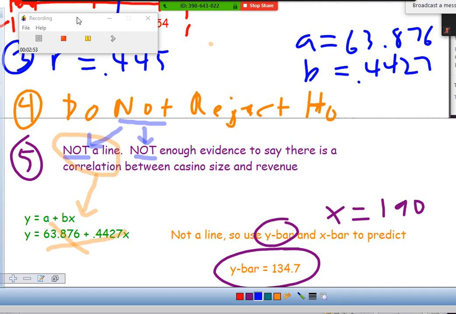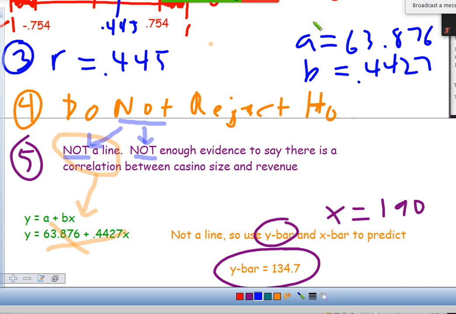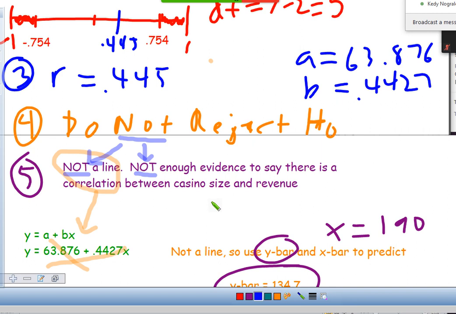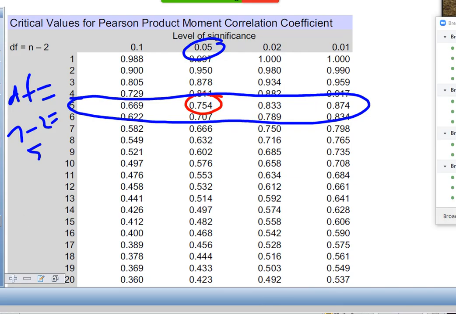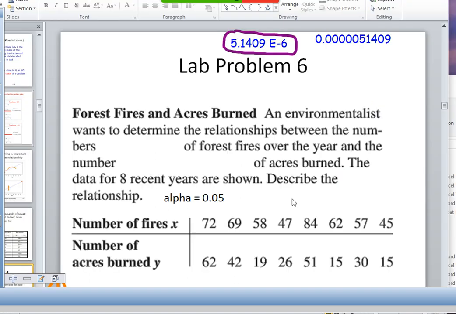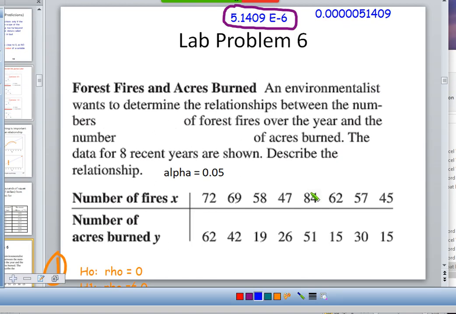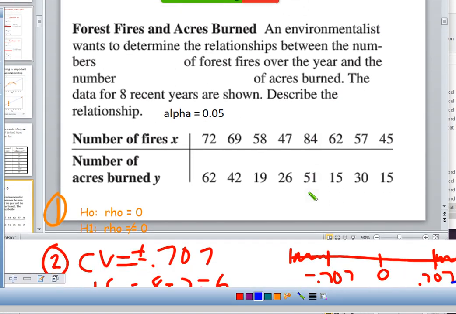Questions on that before we move on? This is number 2 in the quiz, exactly. And then we're going to move on to lab problem 6, which is here. So here's lab problem 6.